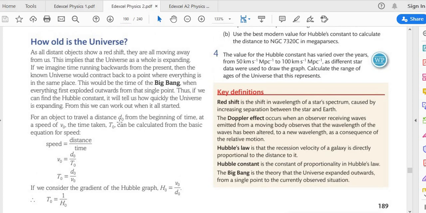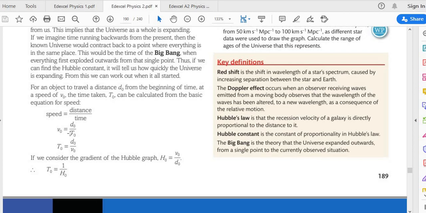For an object to travel a distance d0 from the beginning of time at speed v0, the time taken t0 can be calculated from the basic equation for speed. Speed is distance over time. Then we can make t the subject of the equation.